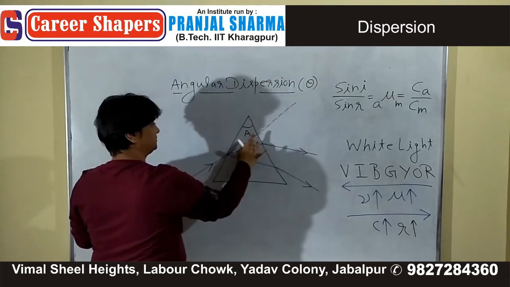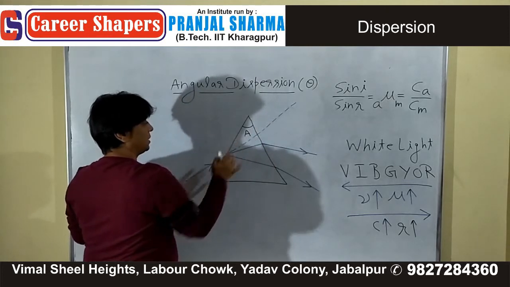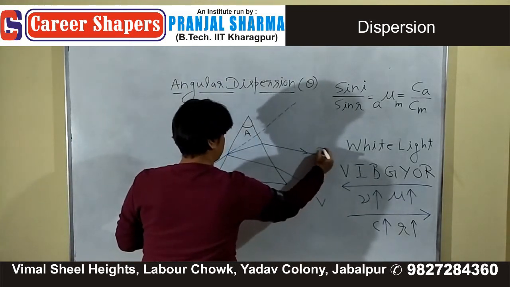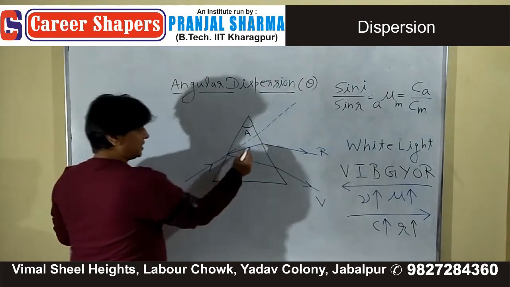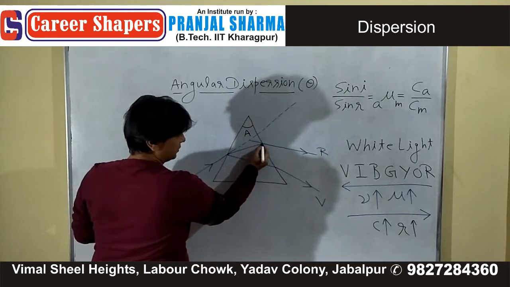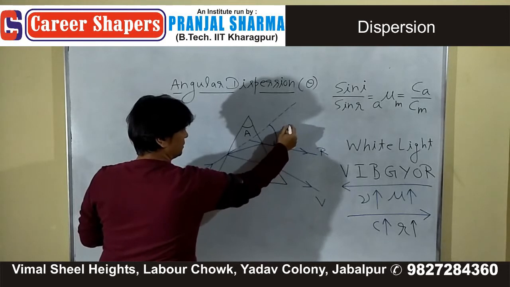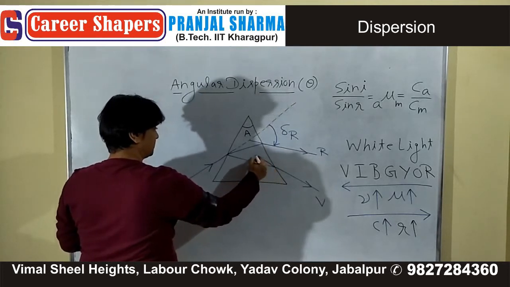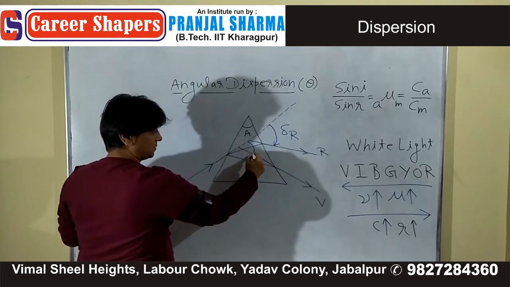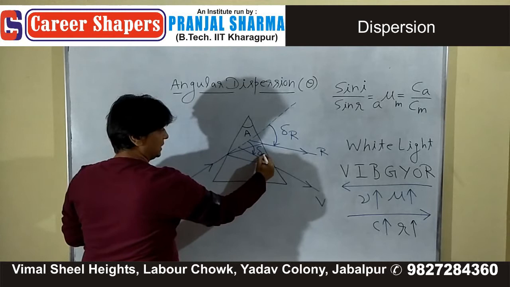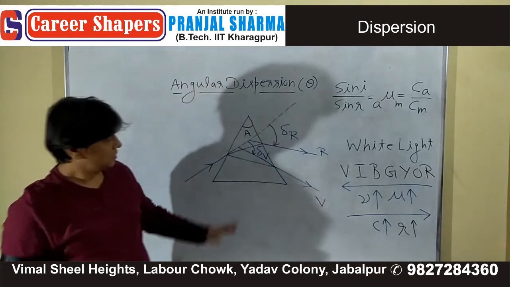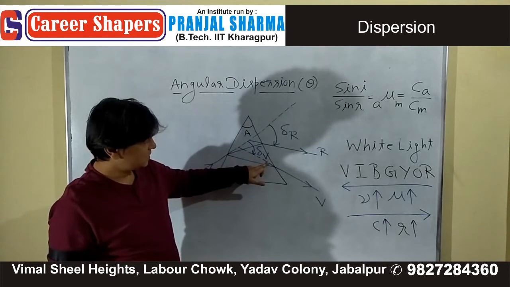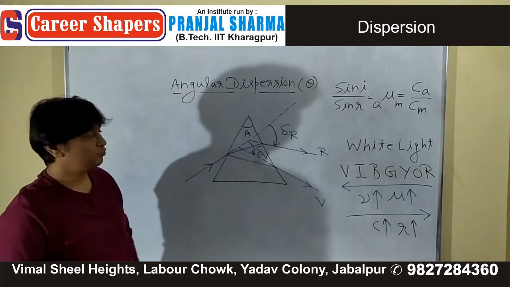That's the original path. And from the original path, V and R have deviated by this much, delta R, and this much, delta V. From the original path, these two colors have deviated delta R and delta V.